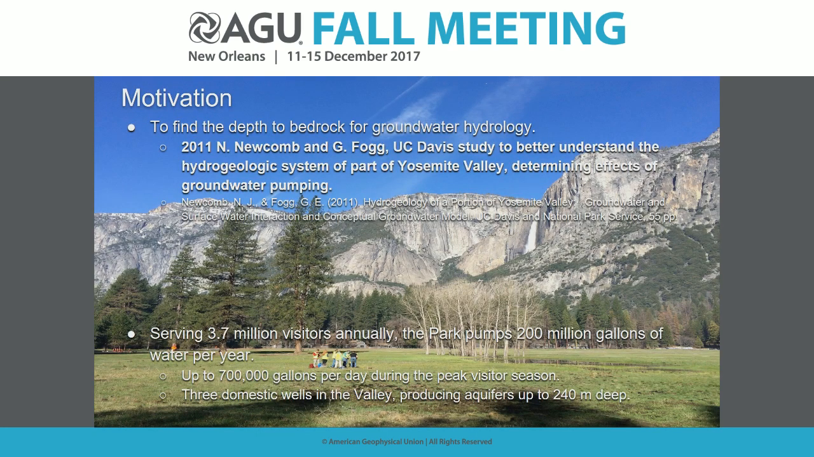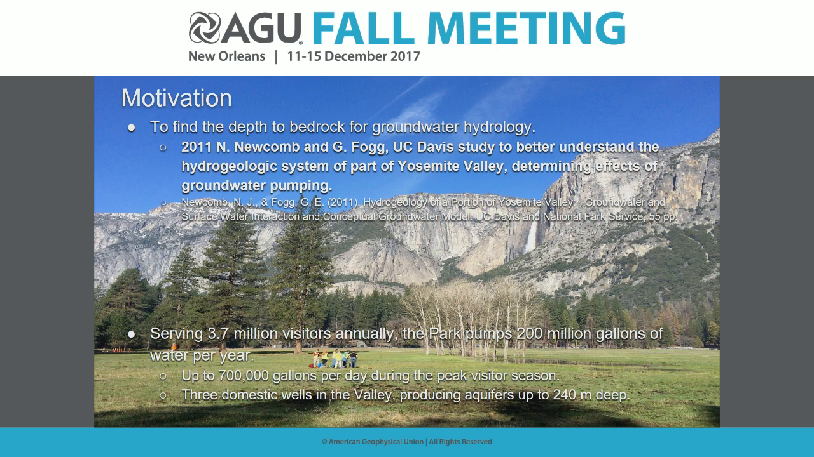So the motivation for this study was to find the depth to bedrock. The maximum depth within the valley has yet to be determined. By doing different geophysical surveys, it could give us a better understanding of what the groundwater hydrology looks like.